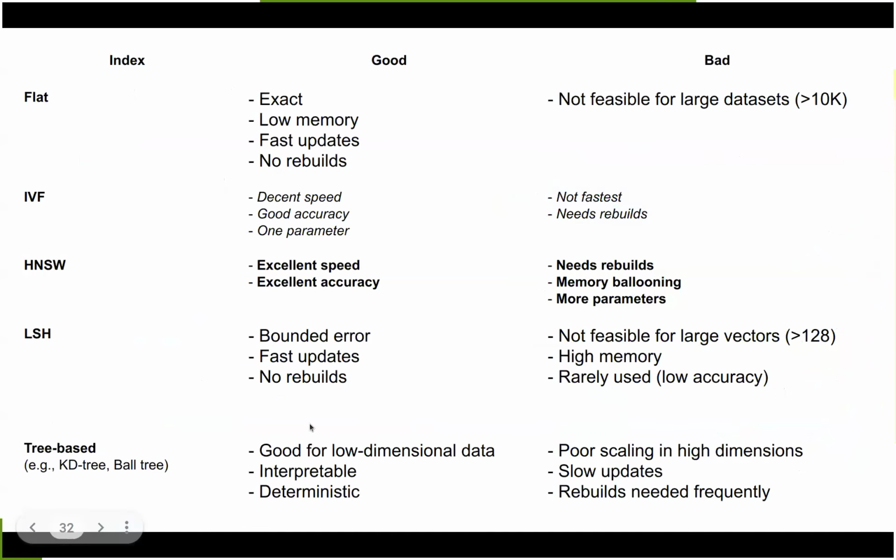And that's it. So to give you an overall overview of all of the indexes we learned today, the flat index is exact. It's consuming very small amount of memory. It gives you the opportunity for fast updates. There is no rebuild necessary when you are updating things, but it's very bad with highly large data sets, and it's not feasible for them.